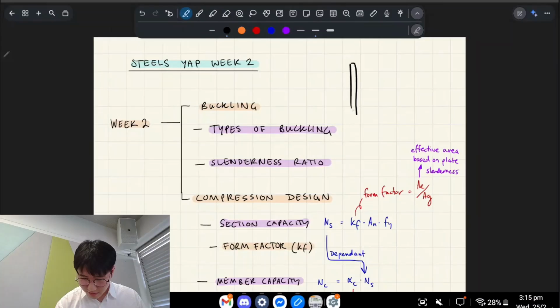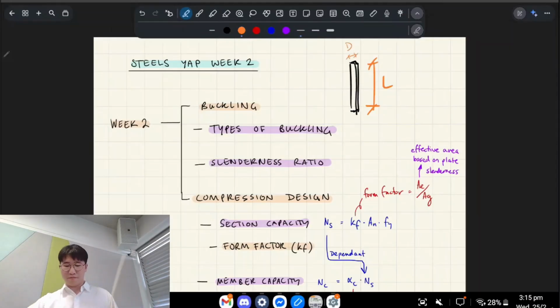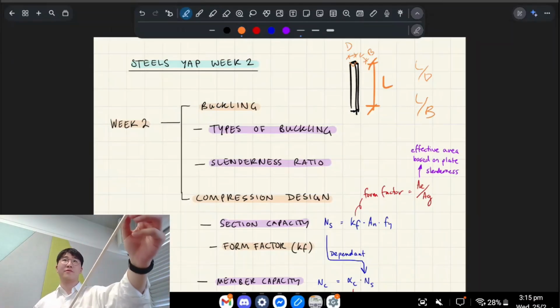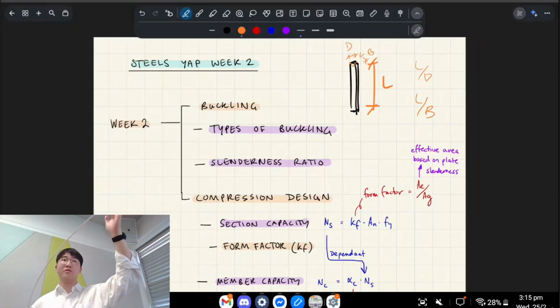So if something, this is the basic premise of it, has a certain length and then it has a certain, let's call it depth, or width, if this is rectangular. The basic premise is if the L to D or L to B ratio is too high, slenderness is referring to length to that cross-sectional dimension, it's going to buckle, okay?